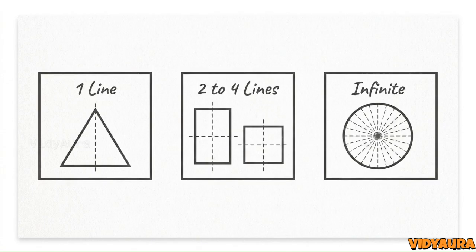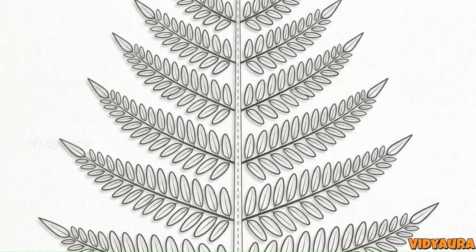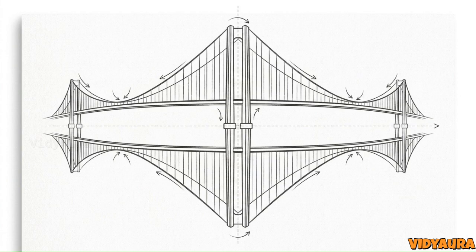Understanding these principles allows us to categorize any shape based on its balance. Symmetry provides the physical framework to analyze the geometry found in everything from a simple leaf to a complex bridge.